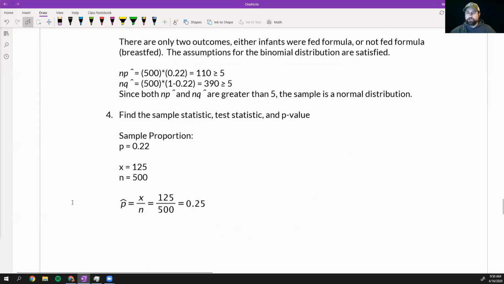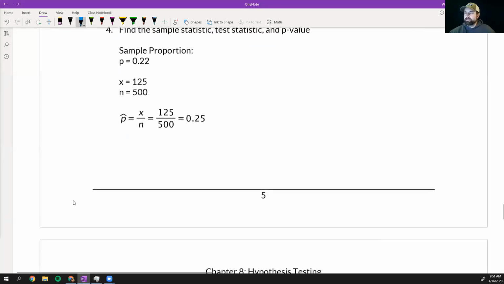So we want to make sure that we can approximate this using normal distribution mathematics. So n times p has to be greater than 5. Check, it is. N times q has to be greater than 5. Check, it is. Good. And so here we go. The population proportion, I have to make an adjustment to that. So the population proportion is 0.22. Our sample is this, which gives us a sample proportion of 0.25. So is that significant at the 5% threshold?